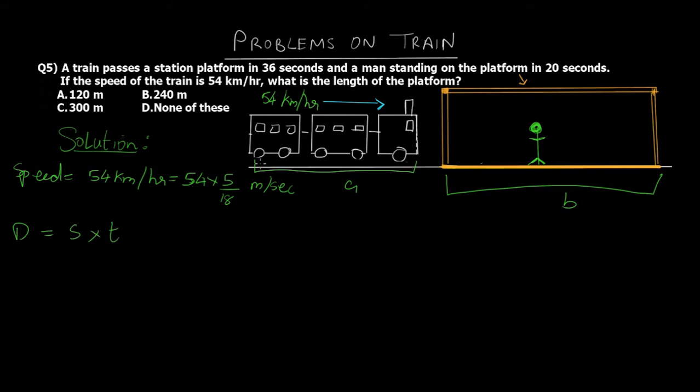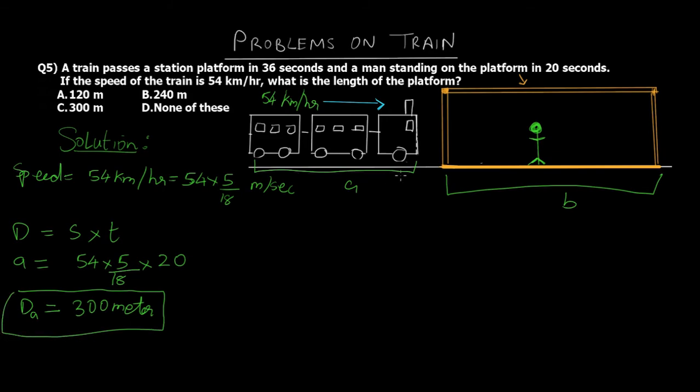Now the distance it will cover when it crosses this man completely is going to be the length of the train itself. So A is equal to, now the speed is given as 54 into 5 by 18 and the time it takes is 20 seconds. So ultimately the length of the train A is going to be 300 meters. So now we got one part of the problem because we got this as 300. Now we know the length of the train is 300, but we have been asked the length of the platform.